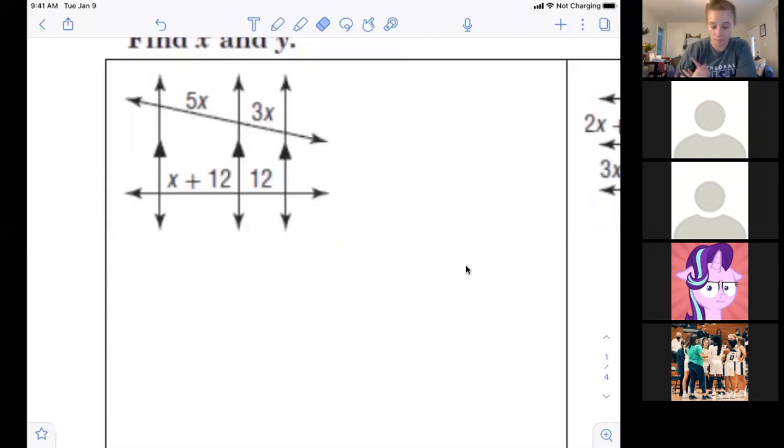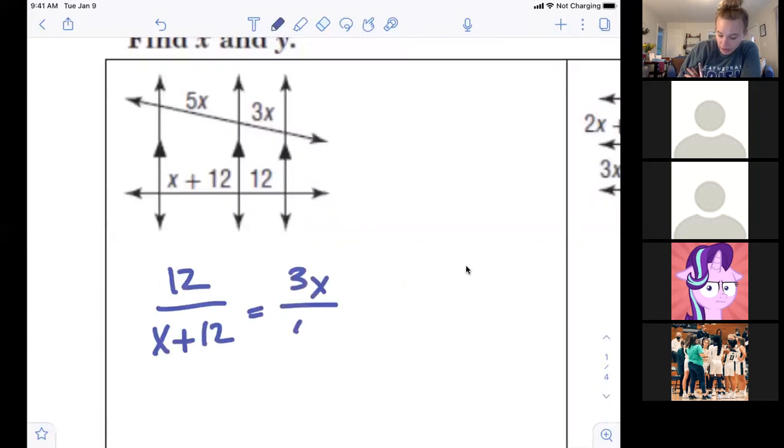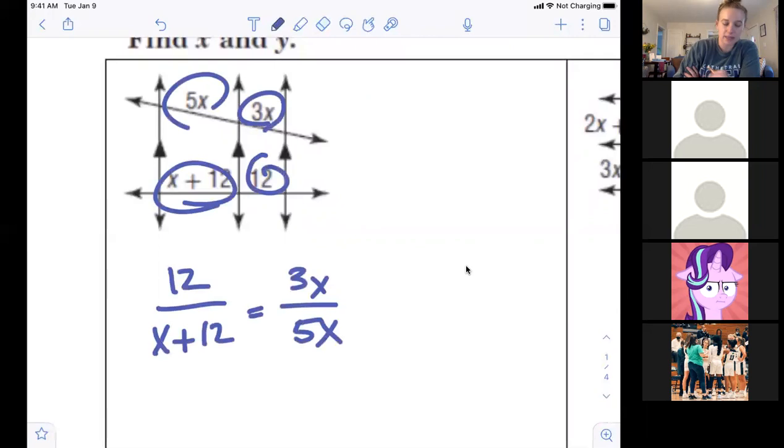12 over x plus 12 is equal to 3 over 5x, or 3x over 5x. Good. 12 over x plus 12 equals 3x over 5x. Very good, Gwenna. So Gwenna did both the ones on the bottom, and then she jumped back and did the 2 on the top.